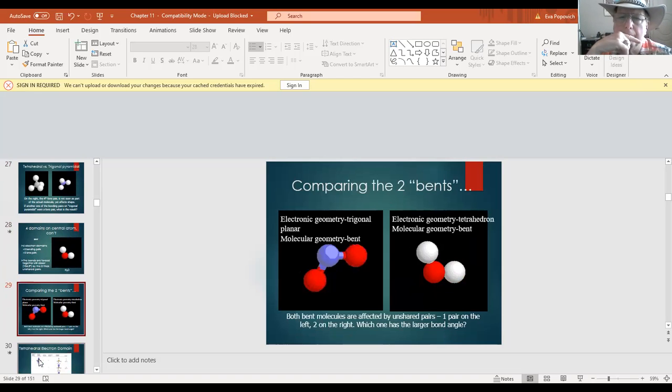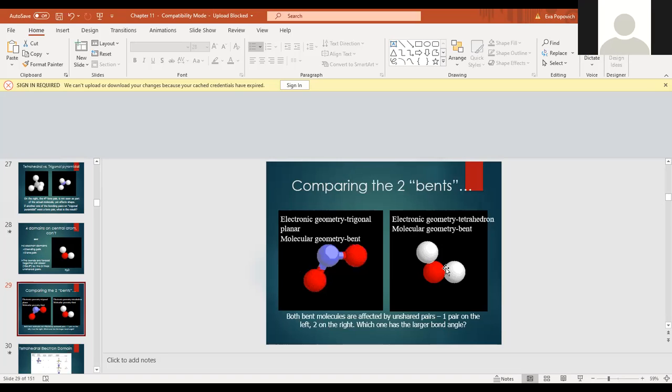Kevin, I have two bent shapes, right? One comes from the trigonal planar, one comes from the tetrahedron. Which one has the smaller bond angle or larger bond angle? Two things I want you to think about. I want you to think about the number of lone pair electrons on each and what the effect of lone pair electrons are. That's one thing. And the second thing, what shape did you start off with?